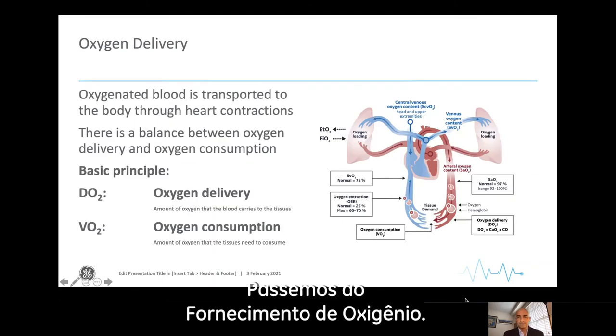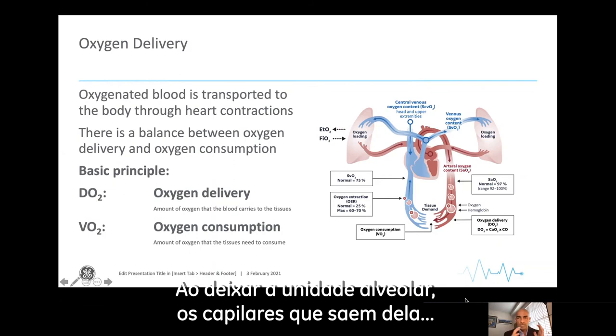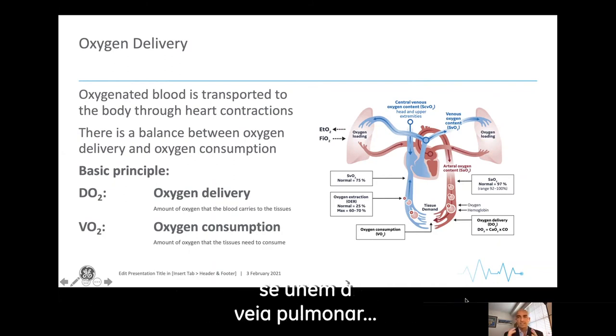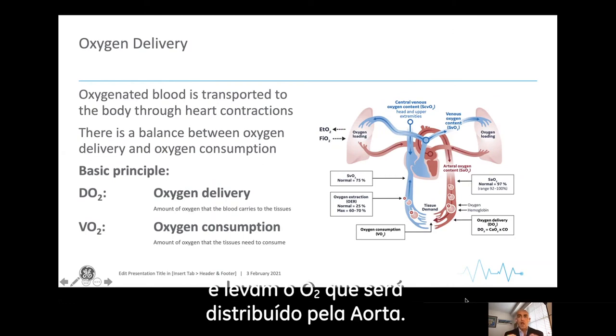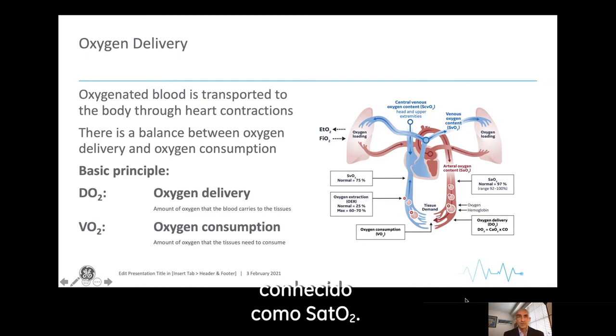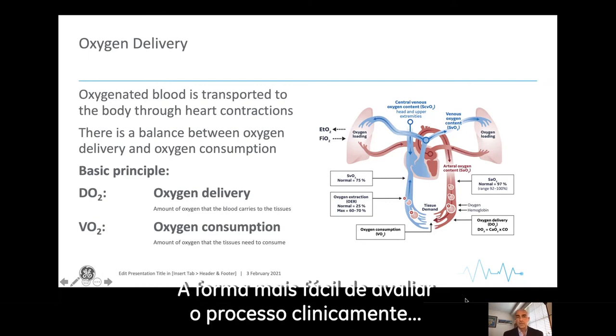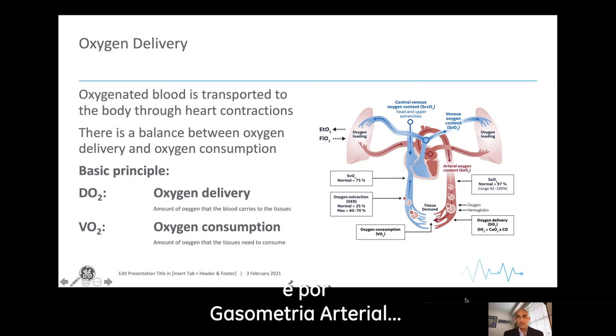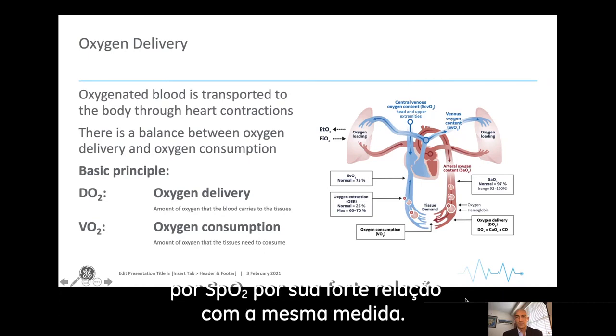Moving along to oxygen delivery. So once we leave the alveolar unit, the capillary leaving the alveolar unit coalesces into the pulmonary vein and then delivers into the heart. Oxygenated blood will then get distributed, and it gets distributed through the aorta. And at the 3 o'clock position, you will see the arterial oxygen content, also known as SaO2. The easiest way to evaluate that clinically is either from our arterial blood gas or non-invasively through SpO2, which serves as a strong correlate of that same measure.